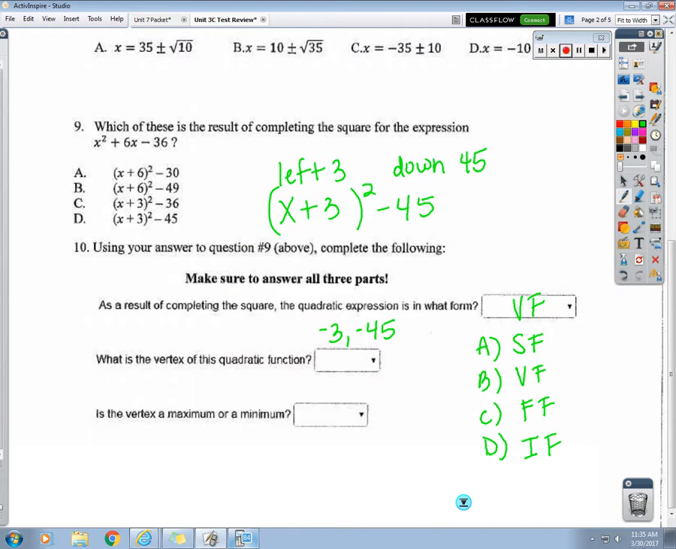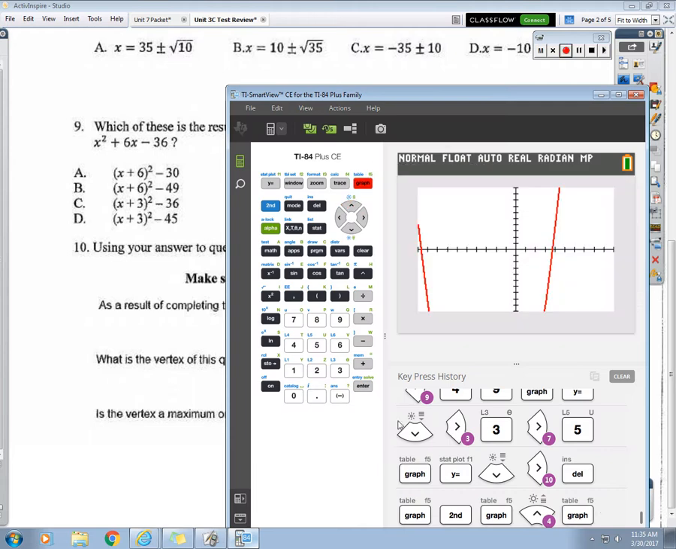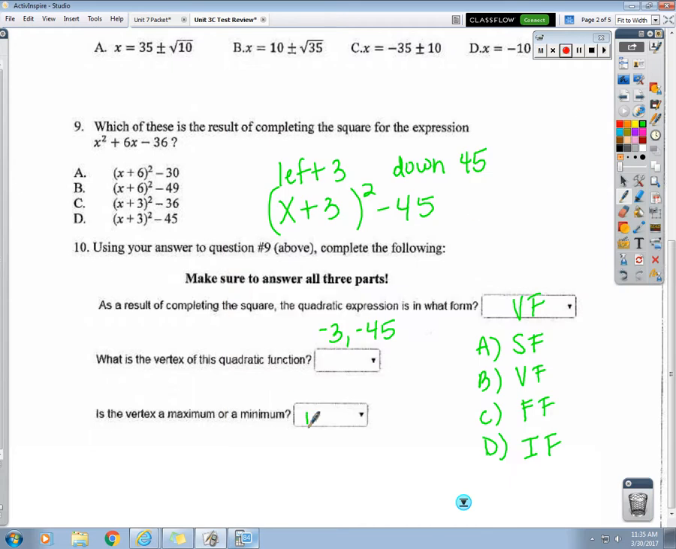Okay, that's also going to be a drop down though, so you'll have choices to choose from. And then in this case, is that vertex a max or a min? The vertex is right here, so max or min? A min. If the parabola opens up, your vertex is a min. If the parabola opens down, your vertex is a max. Any questions from that page?